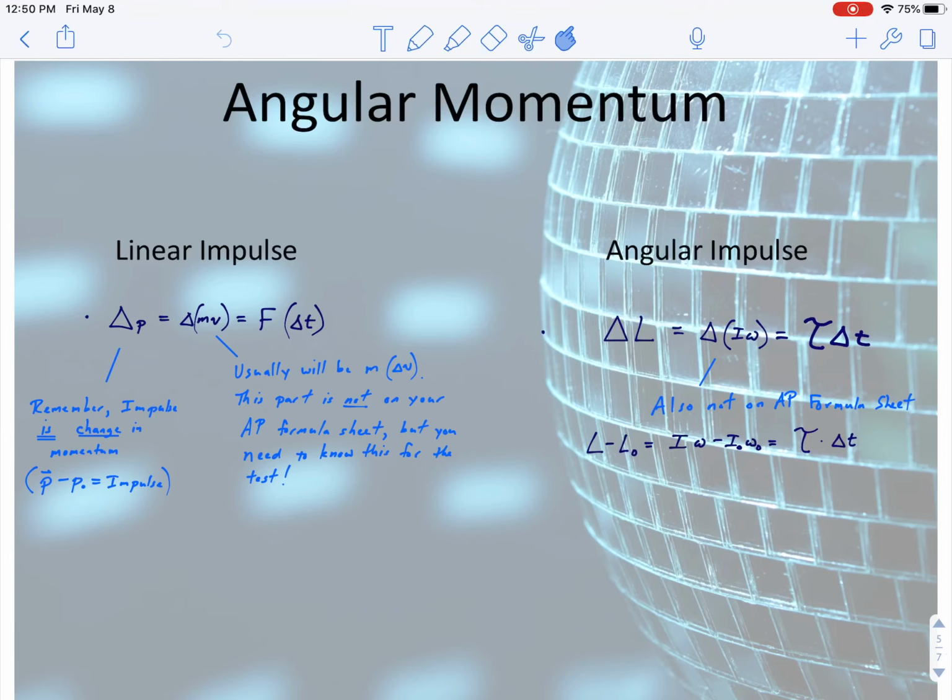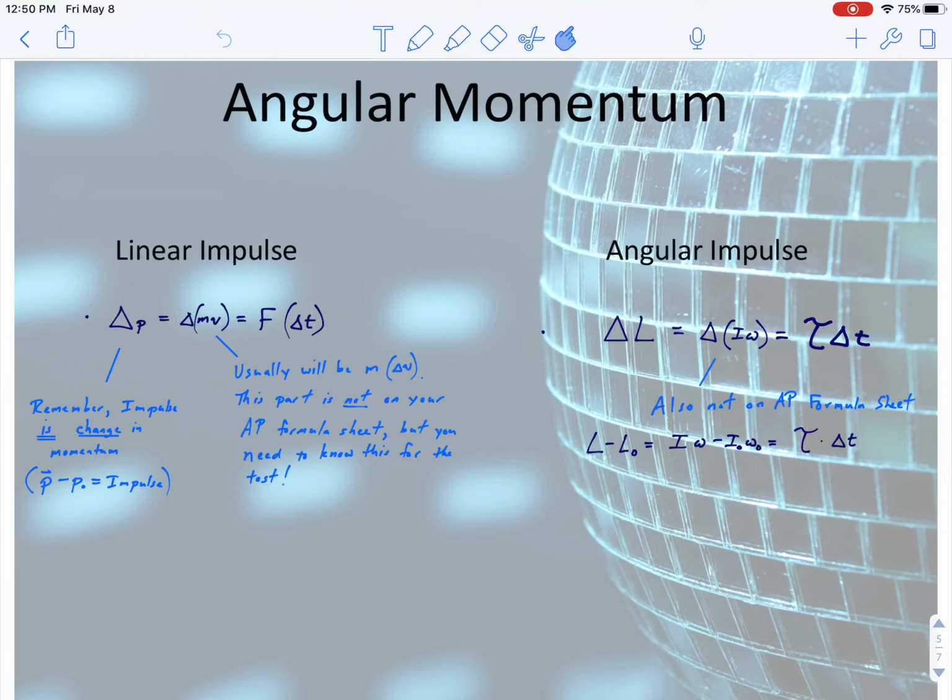But just like there's another way to find linear impulse by doing the force multiplied by the change in time, there's another way to find the angular impulse, and this is what shows up on your AP formula sheet. You're going to take the amount of torque and multiply by how long that torque is applied for, delta t, and that will also calculate the delta L for you.